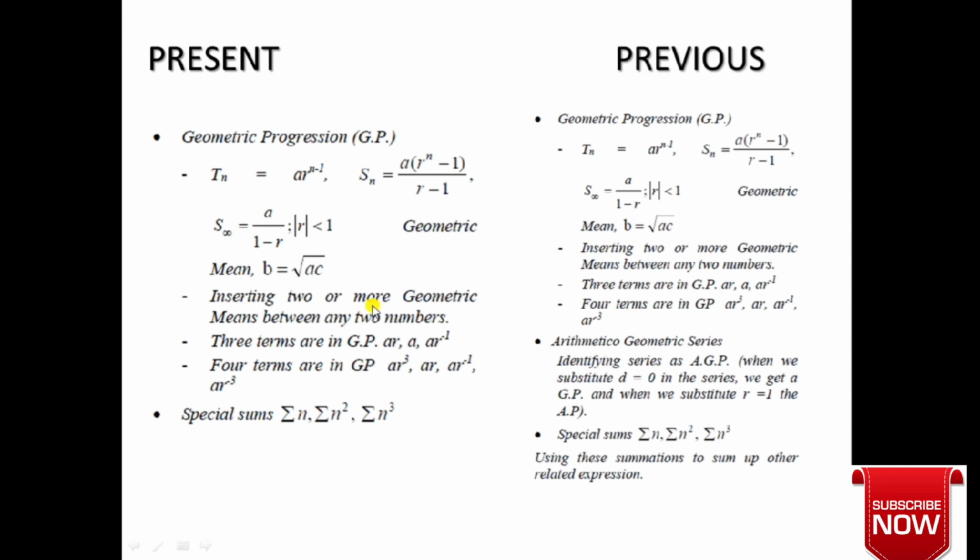In geometric progression, you can see that the main part that was present in ISC class 11 previous year was arithmetico-geometric series. This total part has been removed from the present syllabus. So you need not do the arithmetico-geometric series. You have to do only special sums and this part that has been written here too. The part that has been removed is arithmetic or geometric series, that is identifying series as an AGP. When we substitute d equals 0, this total part has been removed.